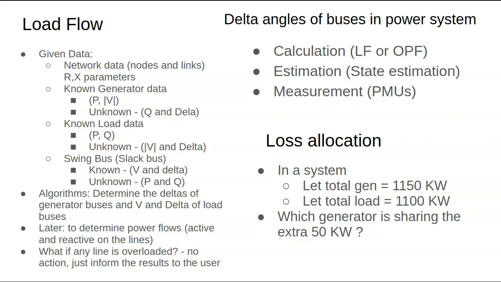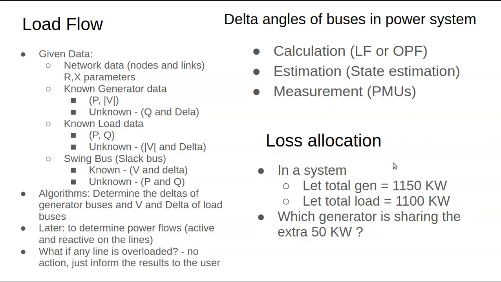But the problem is you are measuring using CTs and PTs. You can only measure the voltage magnitude. You cannot measure the phase of the voltage. So angles you cannot measure. You are measuring the voltages and you don't know angles. That's why you are estimating the angles. That's why it's called state estimation. In state estimation, using the measurements of voltage, you are estimating the angles.